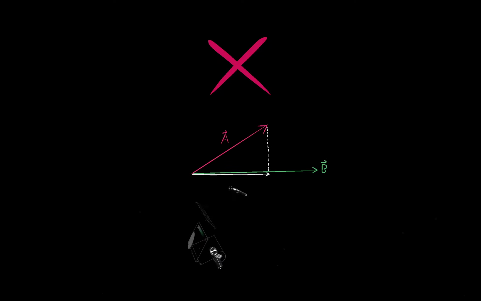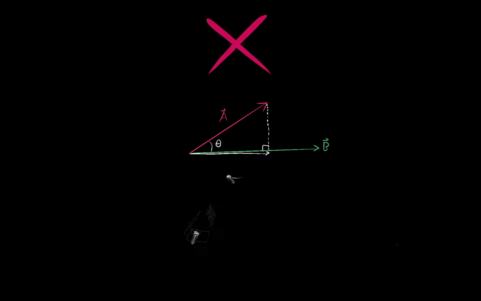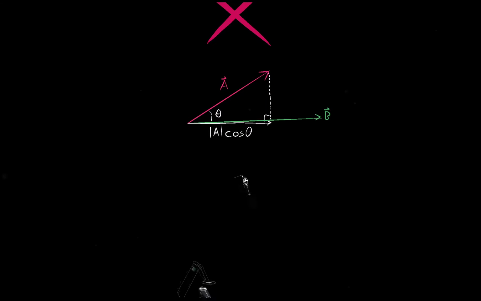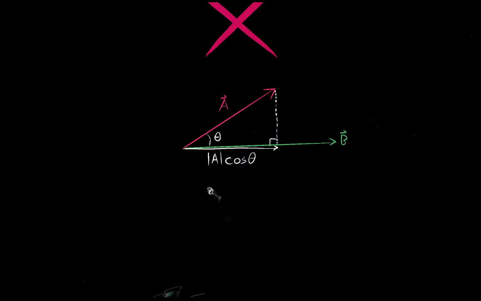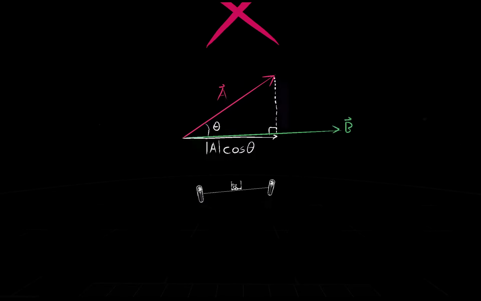So if you consider this a right triangle, and there's some angle between the two, then what we can say is that this component vector is the magnitude of A cosine theta. And so what you are finding with the dot product, or the scalar product, either name, is you're multiplying the amount that is in line with it, with the other vector.